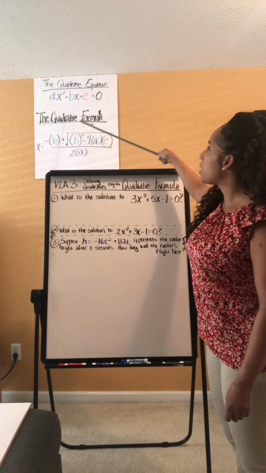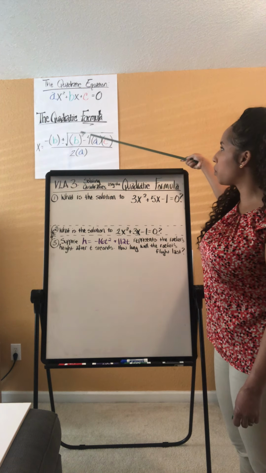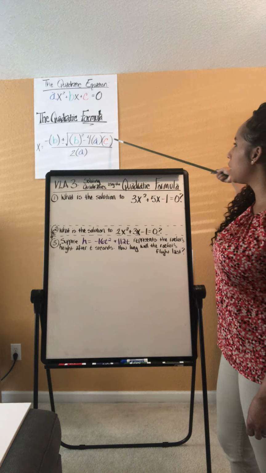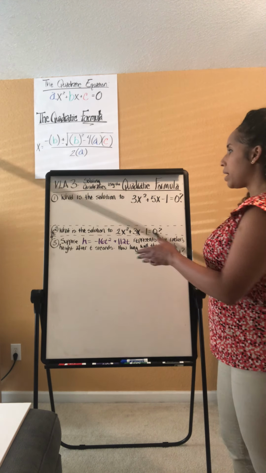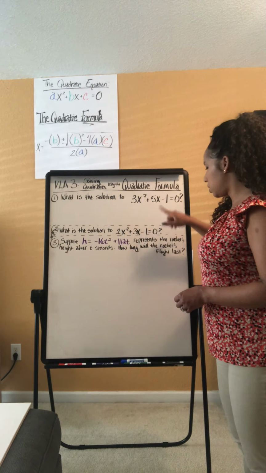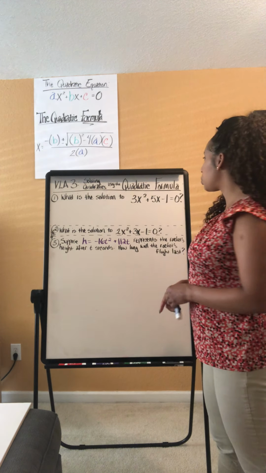So the quadratic formula is negative b plus or minus the square root of b squared minus 4 times a times c, all over 2a. All right? So the a, the b, and the c, again, are my coefficients, when it is in order, when it is in standard form.